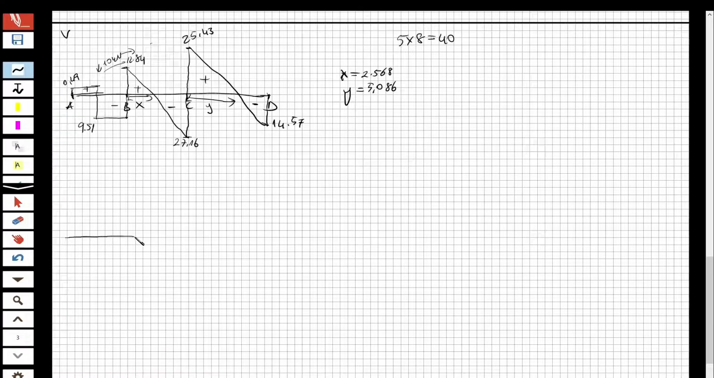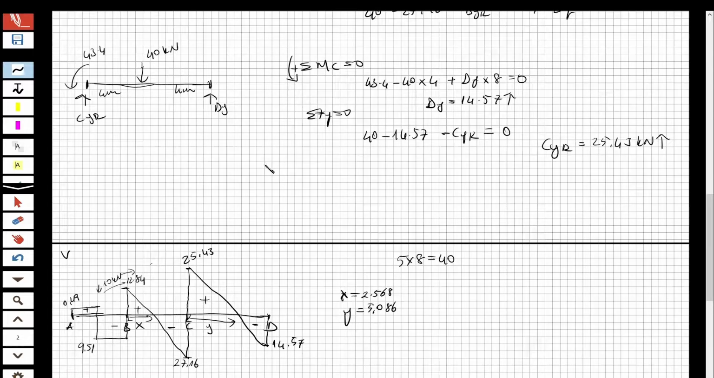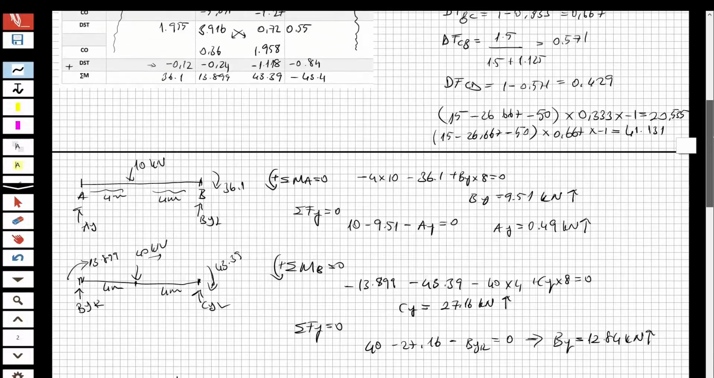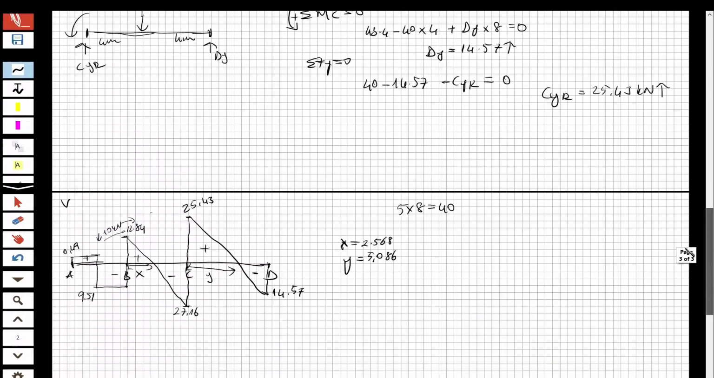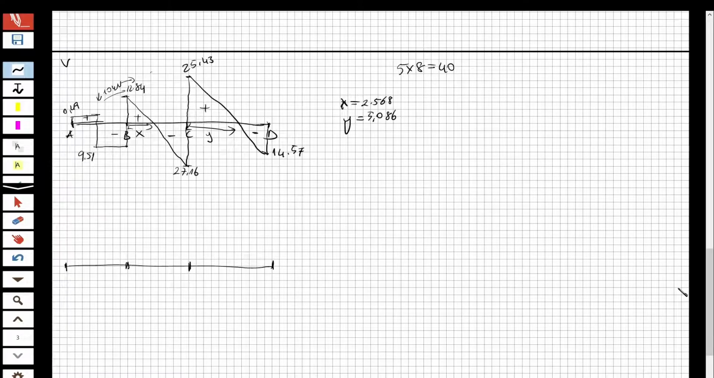Sorry. This is B, this is C. Okay, now I have it. So I have a moment here. Let's check. For A, do I have any moment? No, I don't have any moment for A, so I'm going to start with 0. Did you understand? I'm going to start with 0, and I'm going to increase to reach this point.